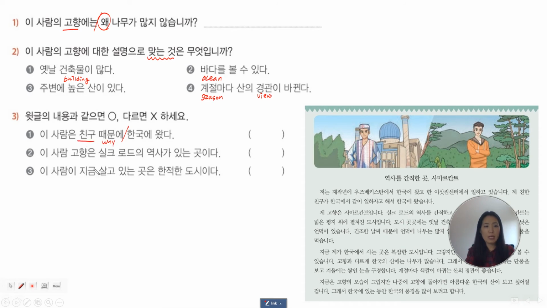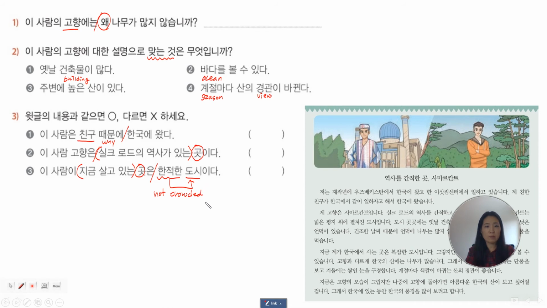2. 이 사람의 고향은 실크로드의 역사가 있는 곳이다. The person's hometown is the place where they have the history of the Silk Road. Number 3. 이 사람이 지금 살고 있는 곳은 한적한 도시이다. The place where this person lives is a quiet city. That is quiet. So, 한적하다, it's not crowded.